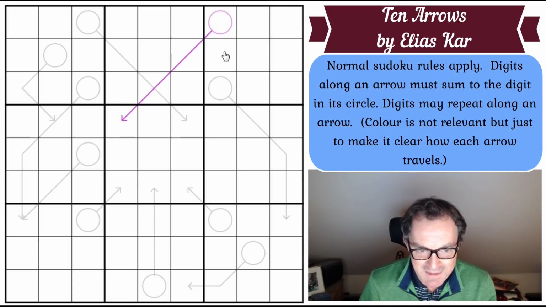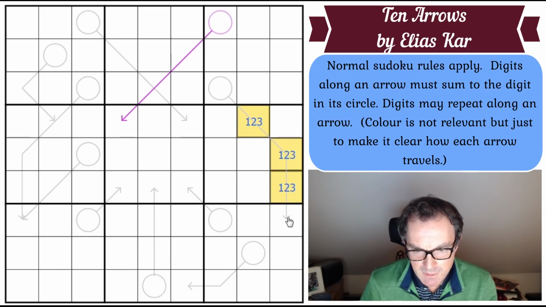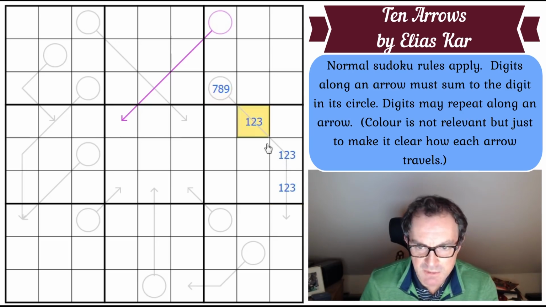Now, the first place my eyes are taking me is here, because that is a 4-cell arrow. What's the minimum I can make those 3 cells? They could add up to 6 if I make those digits 1, 2 and 3. 6 plus at least 1 in this square means this square is 7, 8 or 9.